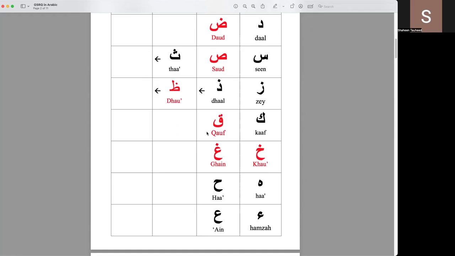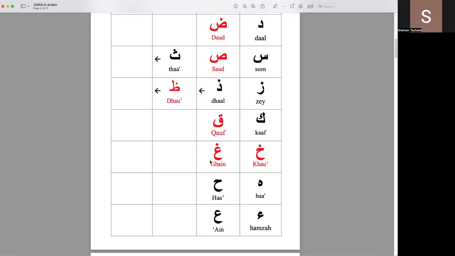Kaf and Qaf. One is light, one is heavy. They are not quite at the same origin point, but there's a slight confusion when people say the sounds. Kaf is like an English K, and Qaf is closing your throat and opening. Kaf, Qaf. Kaf, Qaf. Kaf, Qaf.